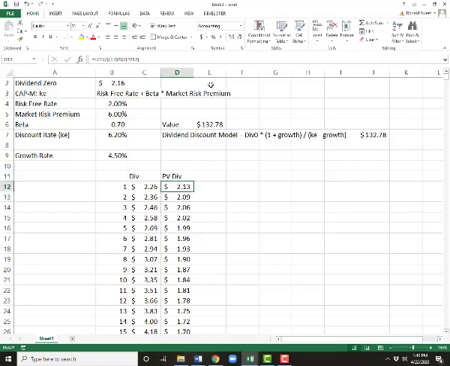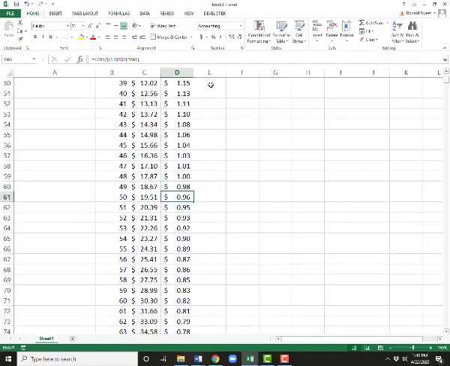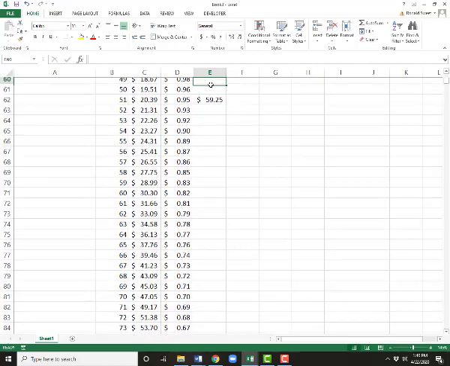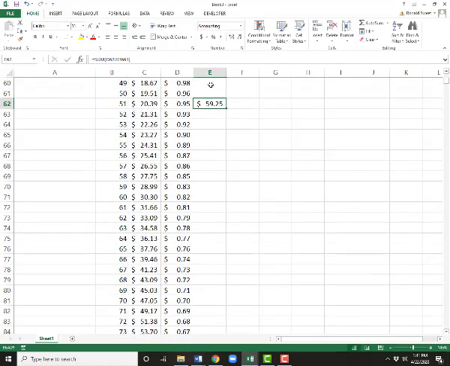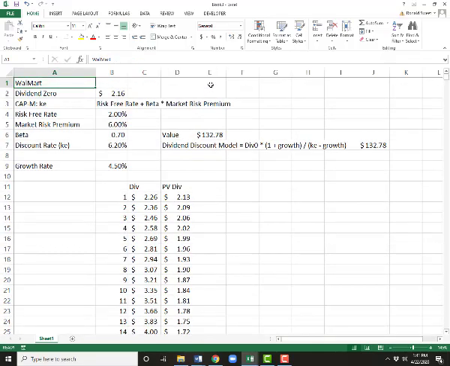Now what's interesting with this is if we go out 50 years, and I do a sum of everything after 50 years, I get $59. So after 50 years, years 51 through 3,000, we still have $59 of the value. So we've got a stock that's worth $132.78. Over 1/3 of that is forecast we're making out more than 50 years.